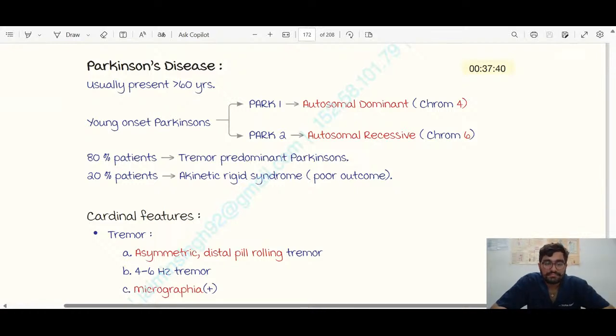There are two types of young onset Parkinsonism: Park 1 and Park 2. Park 1 is autosomal dominant, formed on chromosome 4, and Park 2 is autosomal recessive, formed on chromosome 6. 80% of patients have tremor predominant Parkinson's, and 20% of patients have akinetic rigid syndrome. So, what are the clinical features?